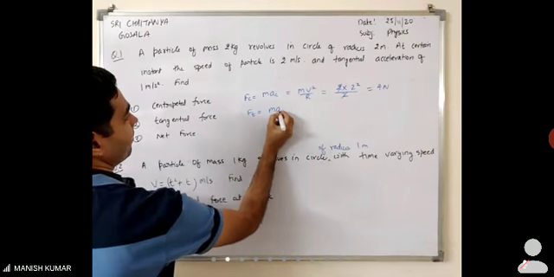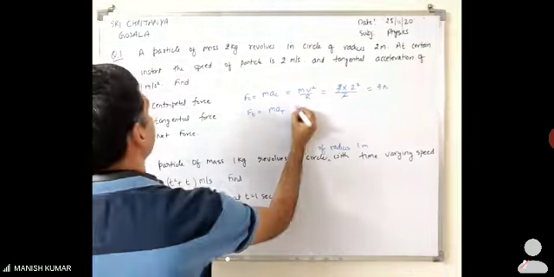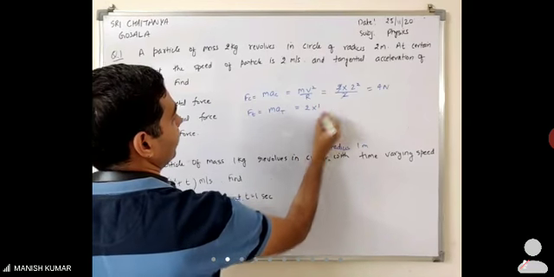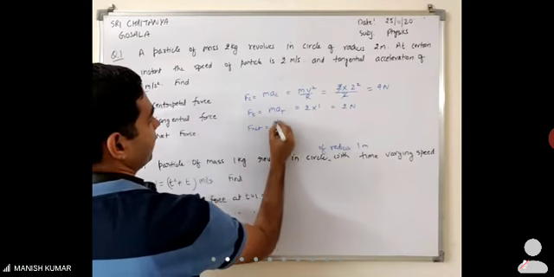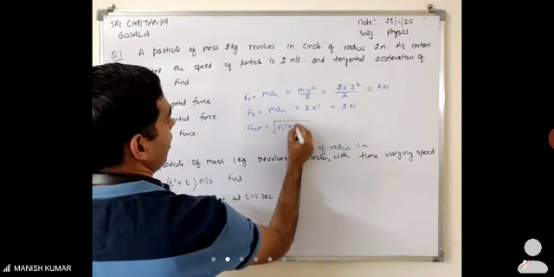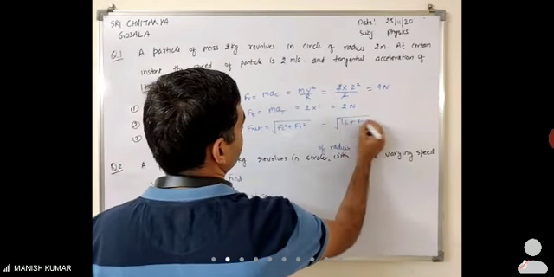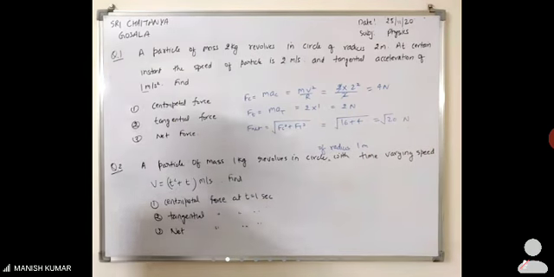Tangential force is nothing but mass into tangential acceleration. Tangential acceleration is given as 1, mass is given as 2. So 2 into 1, that is 2 Newton. Net force is root of tangential force square plus centripetal force square. So 16 plus 4, that is root 20 Newton. Simple question?